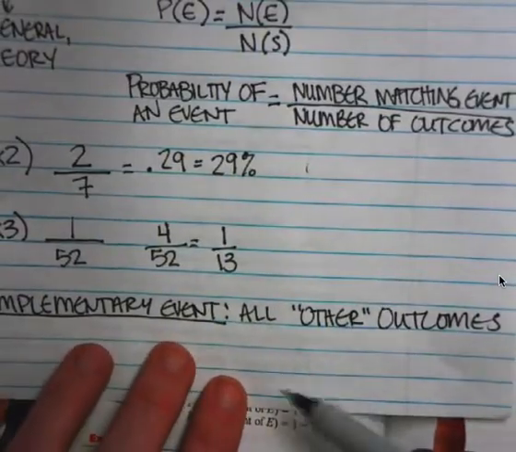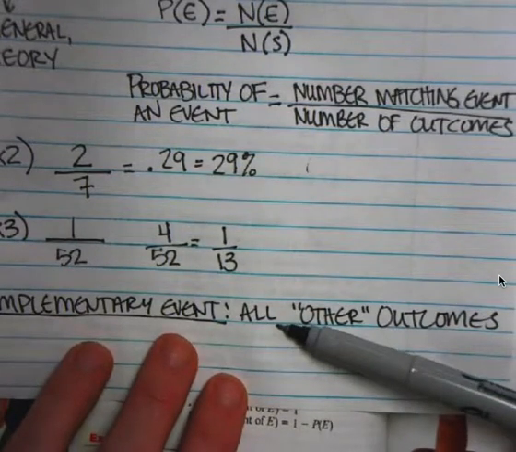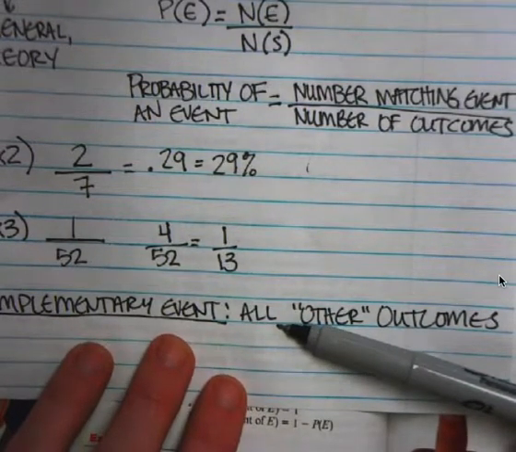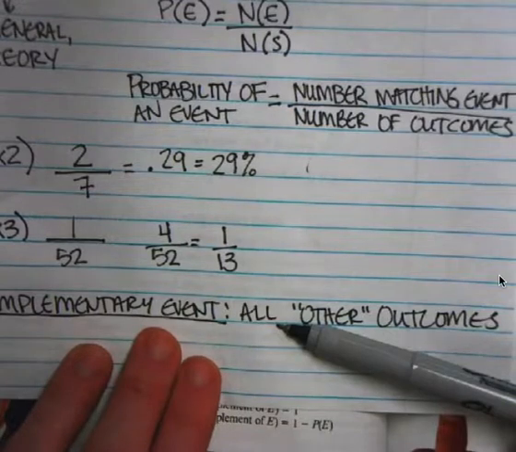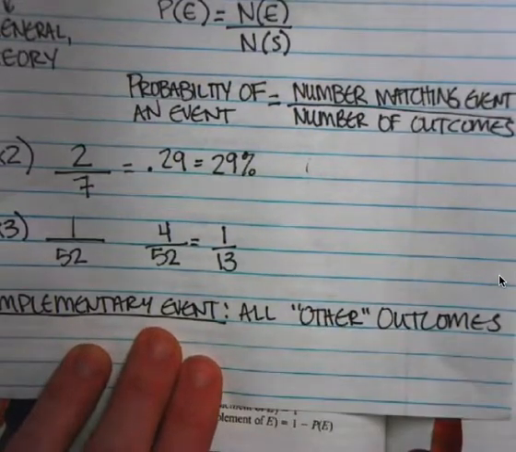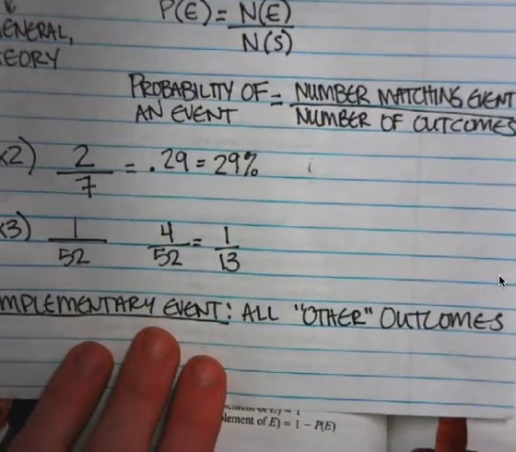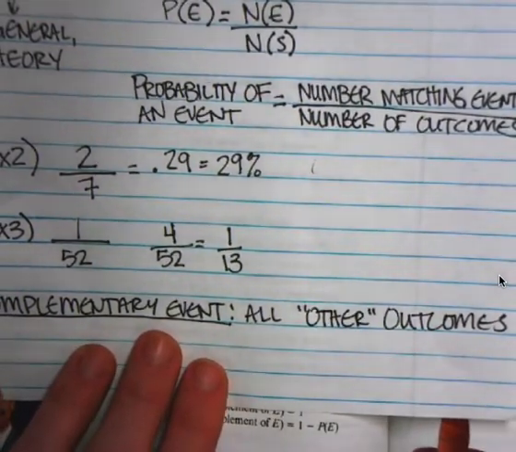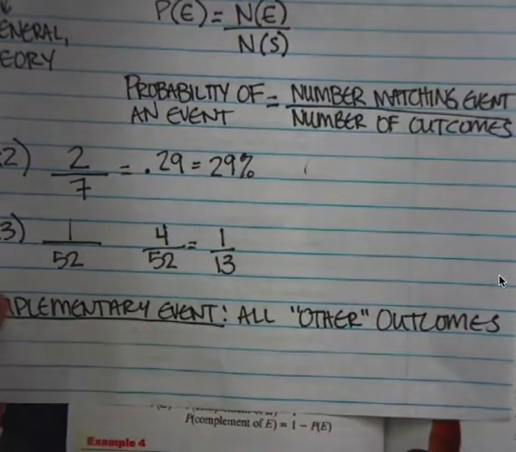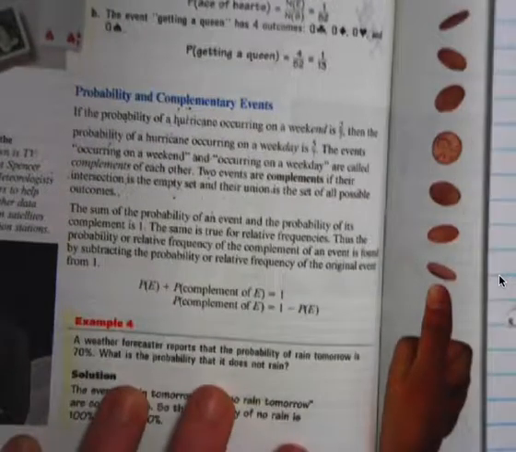If we think about this, a complementary event, if we have the events we're looking for, so Saturday, Sunday, and the complementary, Monday, Tuesday, Wednesday, Thursday, Friday, those should always add up to our total. So that would be our 7 days, or all 100%. Okay? So let's look at example 4 and use that idea.